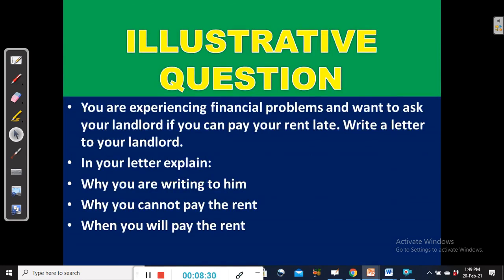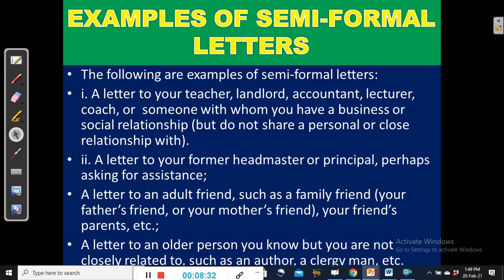And take note of the fact that if you are a student and you are going to sit any external exam or even internal exam, of course, the examiner will only set the question and tell you who to write to. The examiner is not going to specify whether this is a formal letter or informal letter or semi-formal letter. You identify a semi-formal letter by examining the kind of relationship you share with the addressee, the person, the recipient, the person you are writing to.